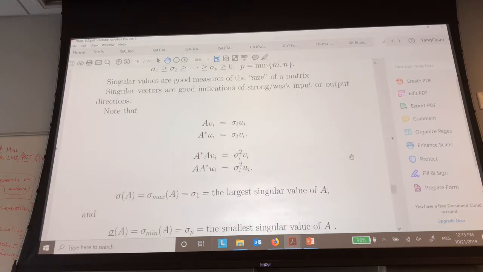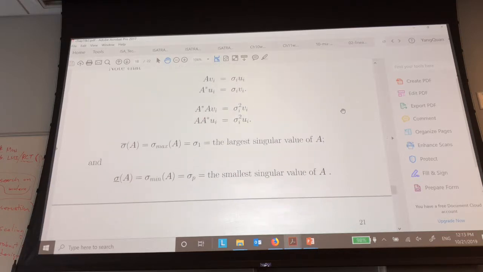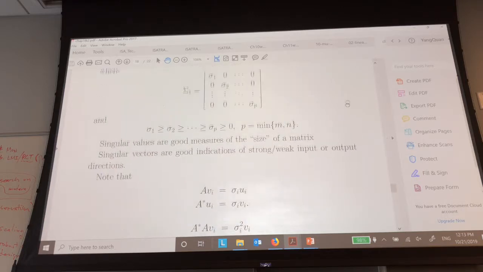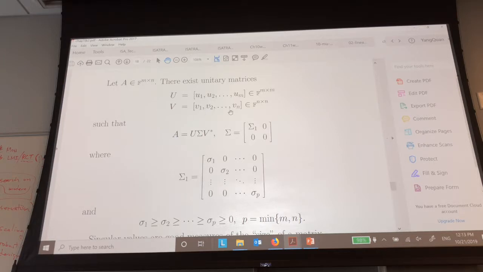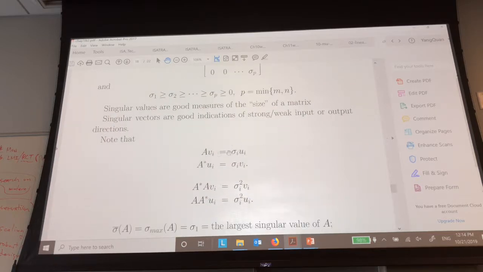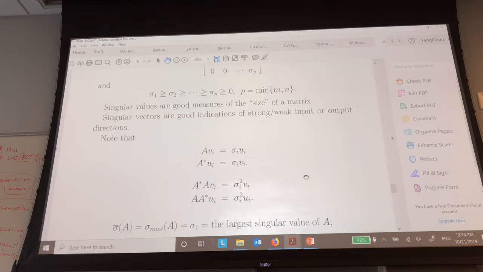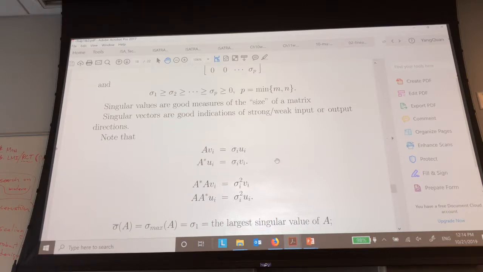Because of that unitary condition, we can write it like this. V_i here is a column vector. So you have a column vector here, times A is the same as U_i times sigma_i. So these are very important relationships regarding in and out, who is connected to whom. The sigma_i is like a strength.